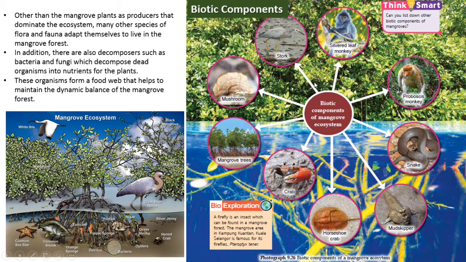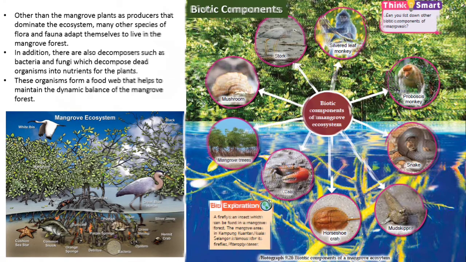These are other biotic components in the mangrove ecosystem: silver leaf monkey, proboscis monkey, snake, mudskipper, horseshoe crab, mangrove tree and mushroom. They interact with each other to form a balanced ecosystem such as the mangrove ecosystem.